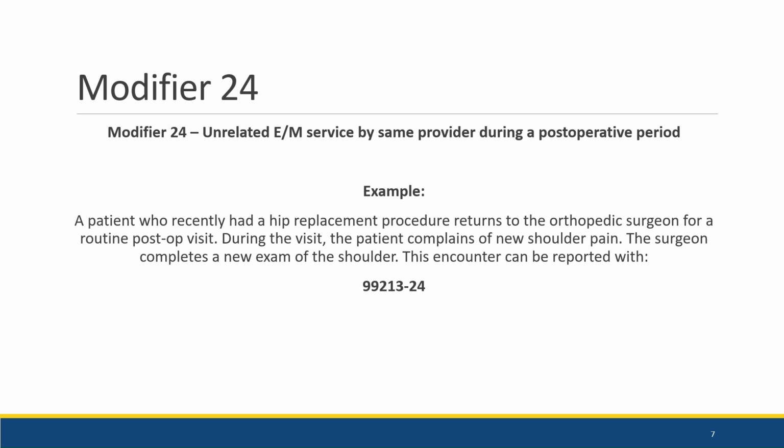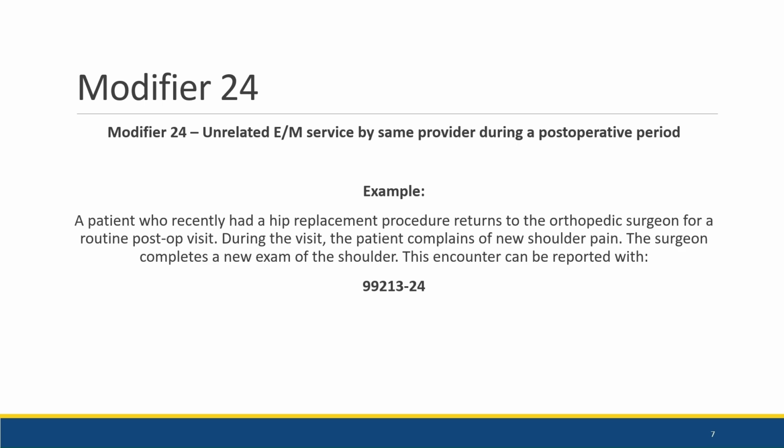A patient who recently had a hip replacement procedure returns to the orthopedic surgeon for a routine post-op visit. Now, during the visit, the patient complains of new shoulder pain. The surgeon completes a new exam of the shoulder. This encounter can be reported with 99213 with modifier 24 appended. Now, maybe you're scratching your head why we would only report one E&M code when in our previous two examples, we reported two codes for the two separate E&M services.